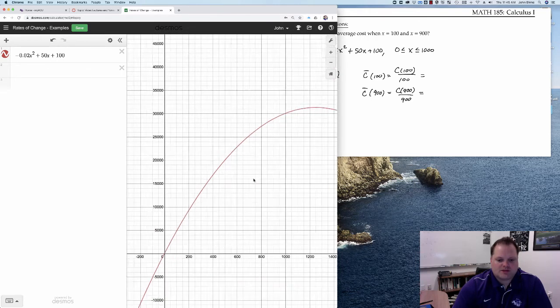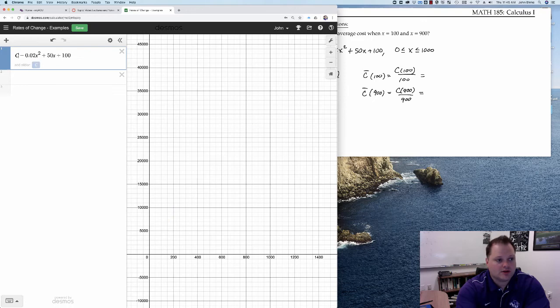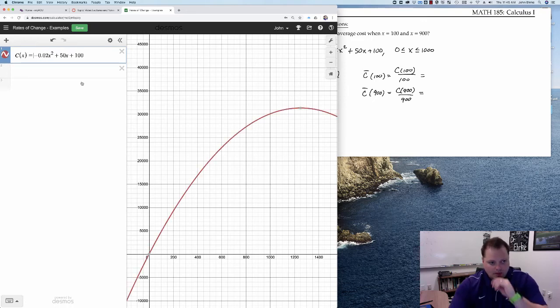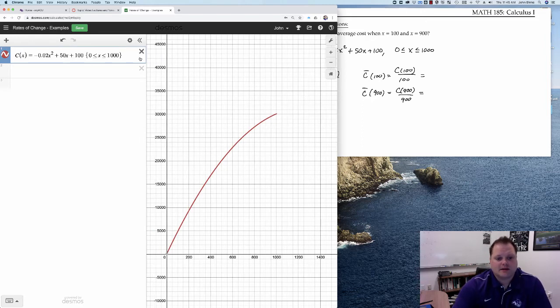So there's what my cost curve would look like. So here's a good representation of this cost curve. Okay, so now that we've got the cost curve in here, I do want to call it C of x, by the way. And you can clearly see here, it tells me my maximum cost would be, if I produce 1,250 items, my maximum cost is 31,350. Remember, we're only really dealing with this function on the interval from 0 to 1,000. So remember, you can change the domain. And that's what I'm going to do.